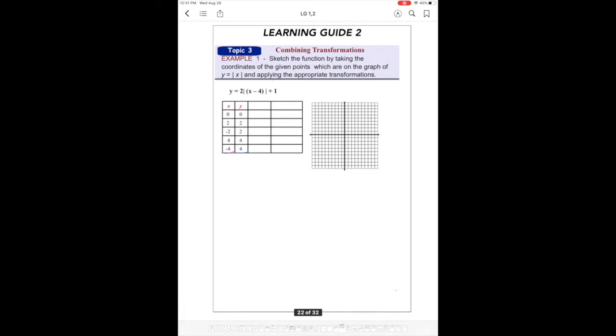Hello, I'm Mr. Abbott again, and we are on Learning Guide 2 here with Pre-Calculus 12, Topic 3, and we're looking at a combination of transformations. All right, so let's have a look at this first example we got here. So first of all, I just want to let you know what function we're dealing with.